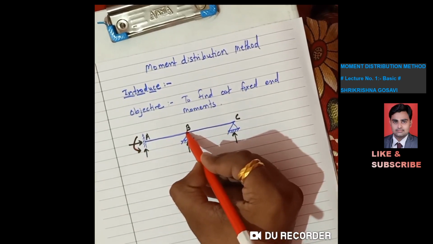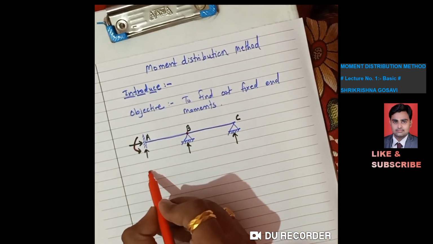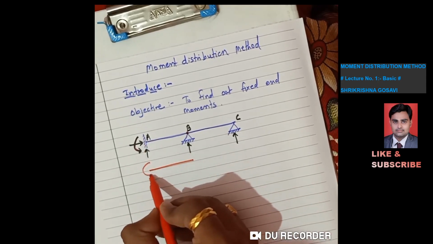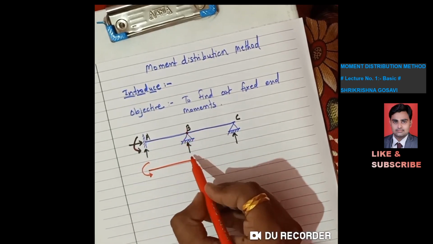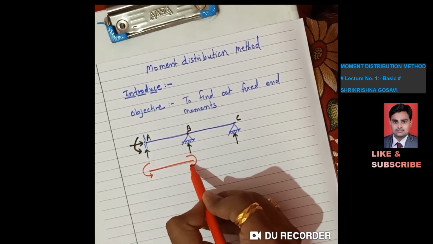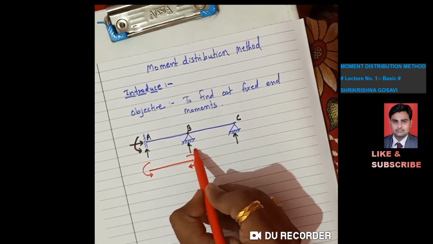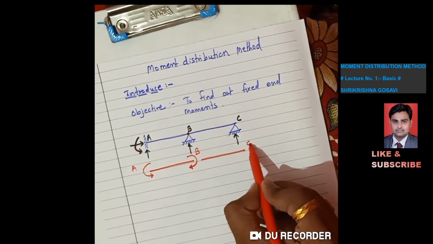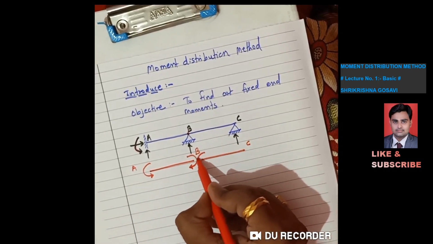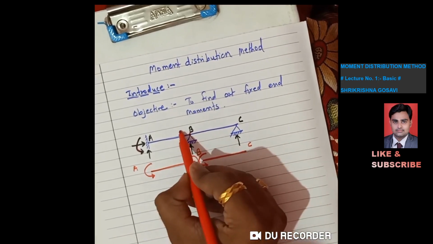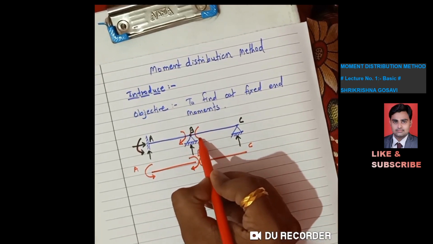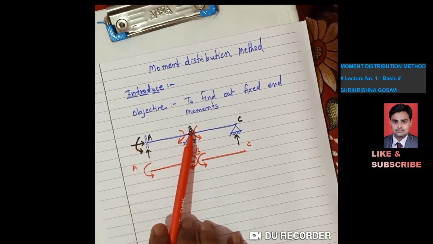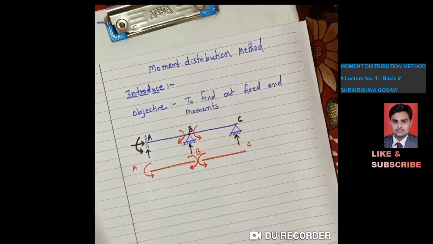If we see the free body diagram of joint B, suppose I draw here AB. At A, the moment is present, and at this point there will be a moment like this. At point B, here it is point A, and if I continue, this point B and this is point C, so at point B again there will be a moment. I can show over here, this is the moment. So to calculate these fixed end moments, the moment at A and the moment at point B, we use the moment distribution method.